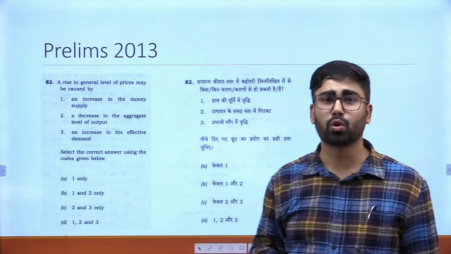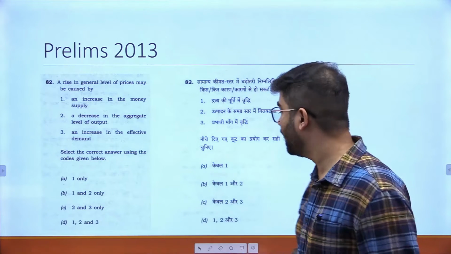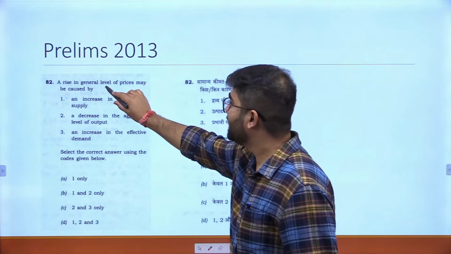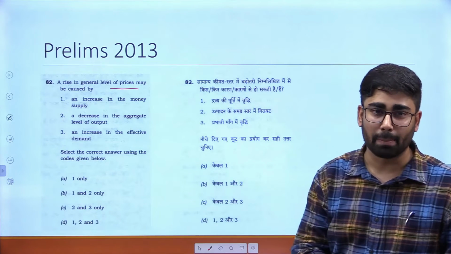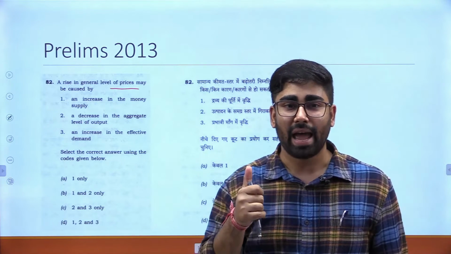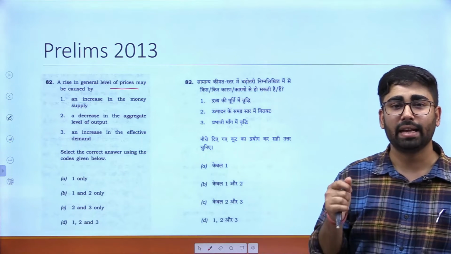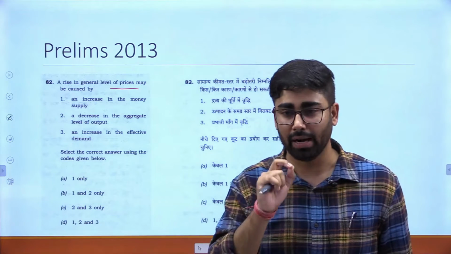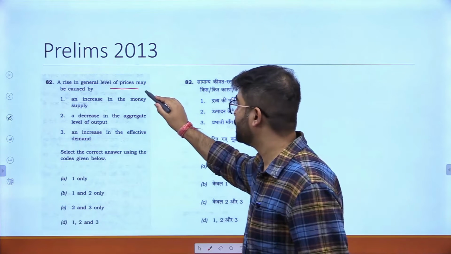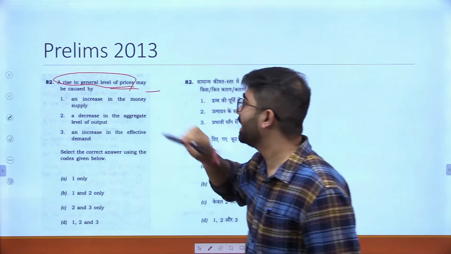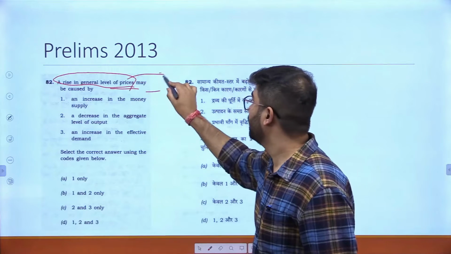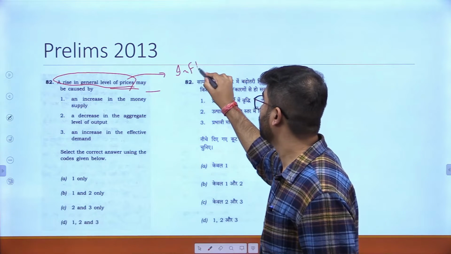Now this is a prelims question from 2013. I'll read it out to you. A rise in general level of prices may be caused by an increase in the money supply, a decrease in the aggregate level of output, and an increase in the effective demand. Okay, please answer this question. A rise in general level of prices. What is rise in general level of prices? It is inflation only.